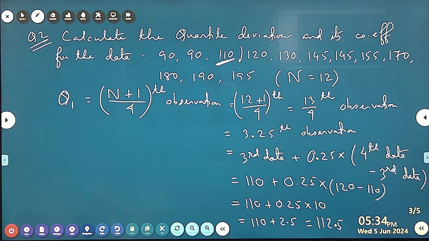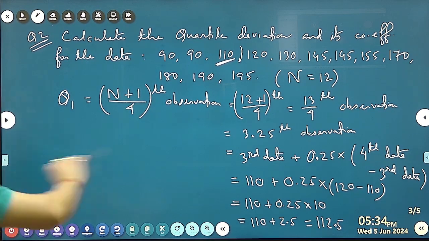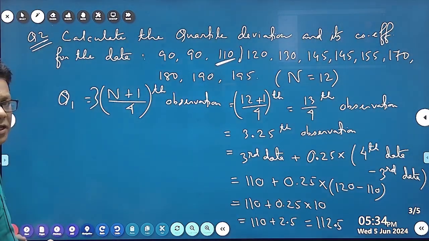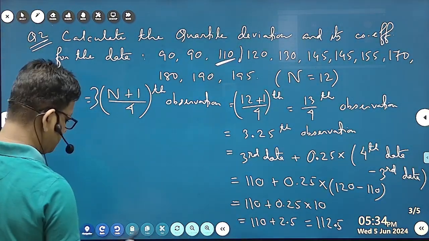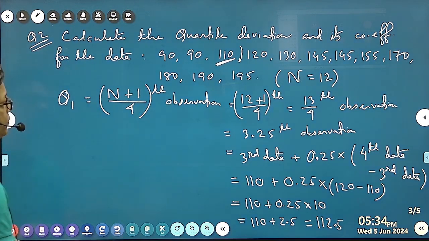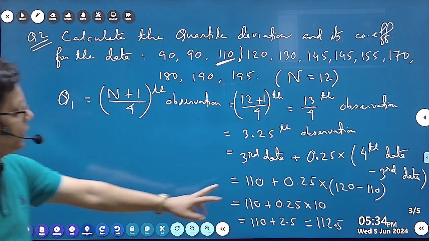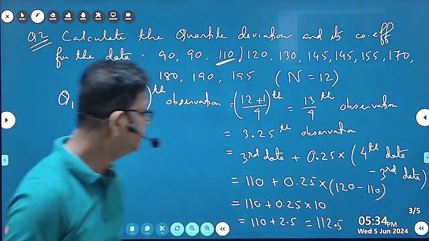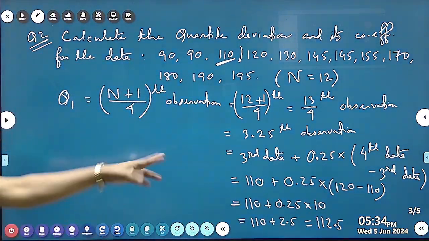Can you try quartile 3? Everything is the same. Here you have to multiply by 3. Start. So quartile 3, all of you try. Similar things you might get. So convert it into decimal in this way.